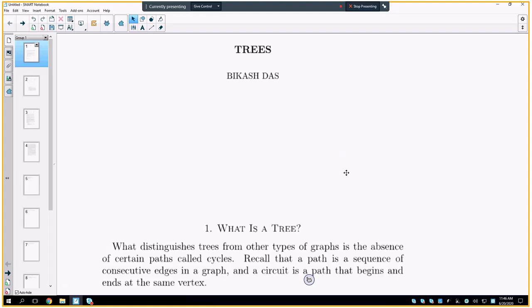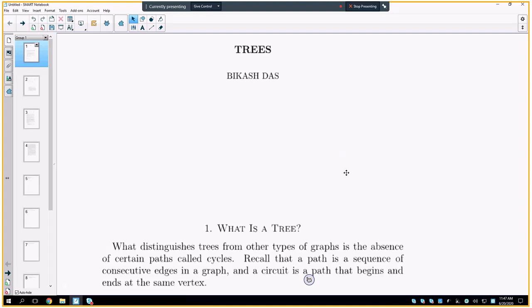Today we are going to start lecturing on Module 7, which is a special type of connected graph called trees. We're going to go through some basic definitions and some properties. I will show you proof of some important and nice results about trees.